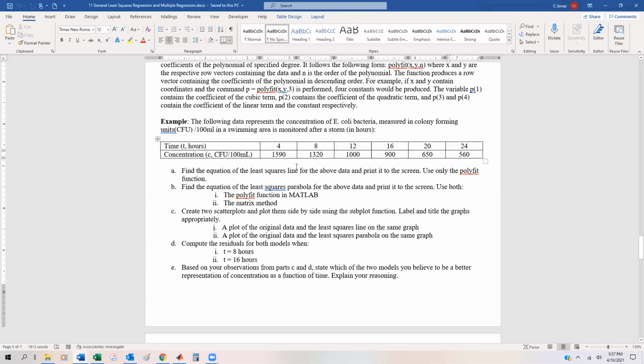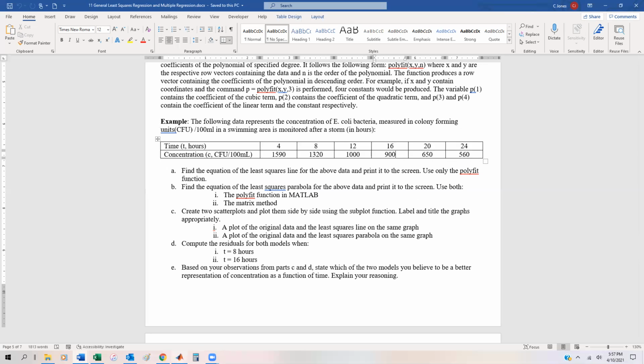We're going to find the equation of the least squares line, and we're going to use the polyfit function. We're going to find the equation of the least squares parabola, and we're going to use both the polyfit function and the matrix method described above, and we're going to use Excel to help us out. We're going to create two scatter plots, one linear and the other quadratic, and plot the data and the curves. We're going to compute some residuals for each of these, so we're going to plot the residual for 8 and 16. And then based on all of our observations, we're going to determine which one we believe to be a more effective representation of the data, whether it be linear or quadratic.